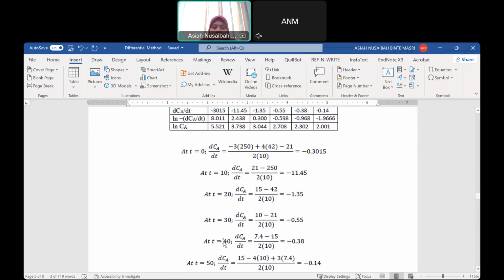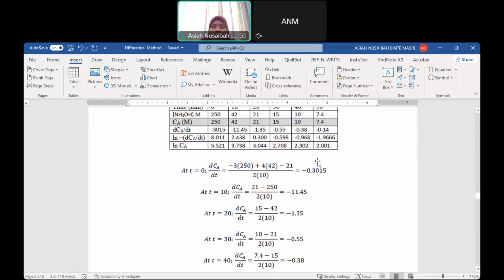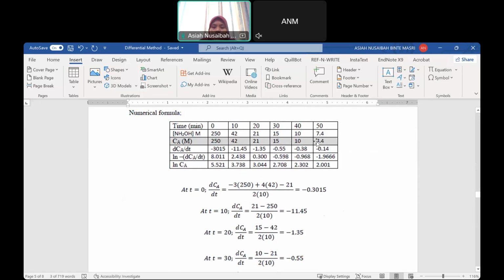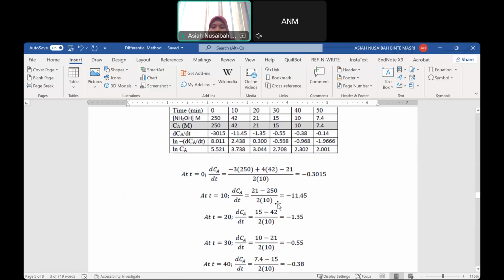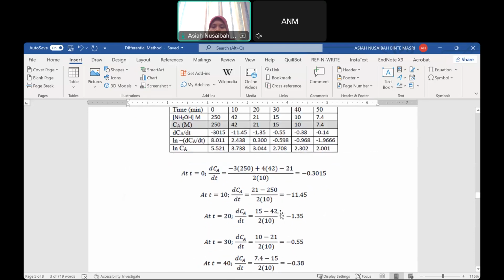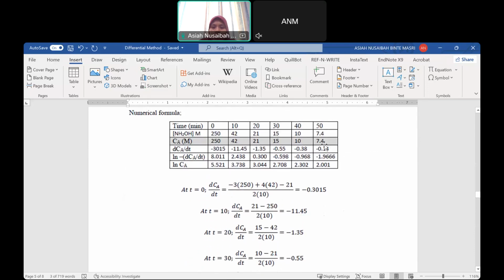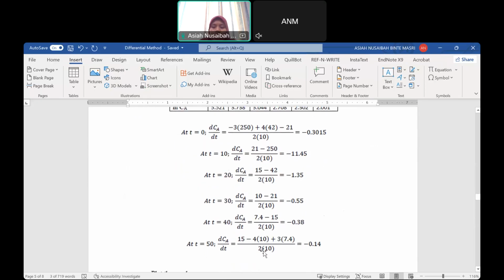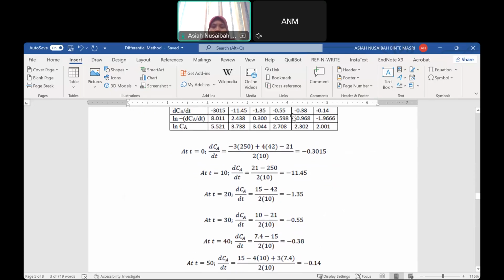Then for the final value, we're going to use another equation. dCA over dt equals, so we're going to find at this point, we will use the 3 latest points: 15 minus 4 times 7.4 at time 40, and then plus 3 times 7.4 at time 50, the time that we are searching for, over 2 times 10. 10 is the difference in time. So we solve, and we get equals minus 0.14. So you have solved for dCA over dt.